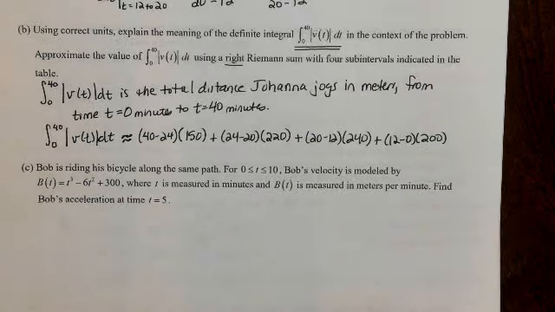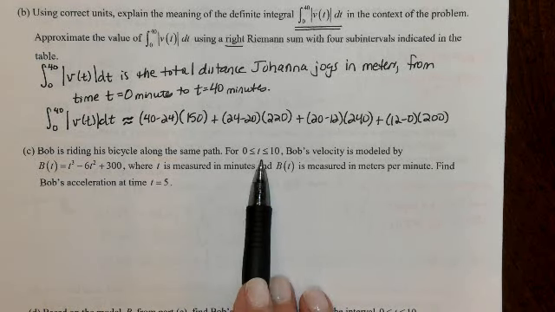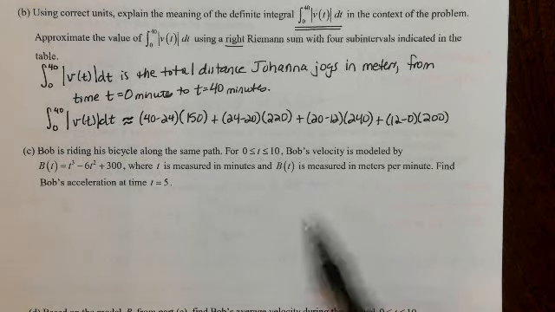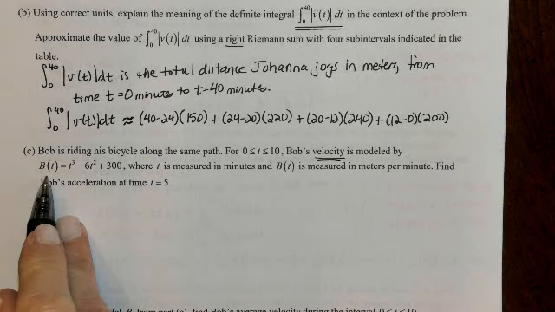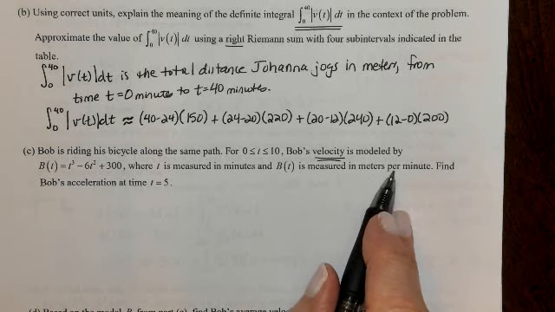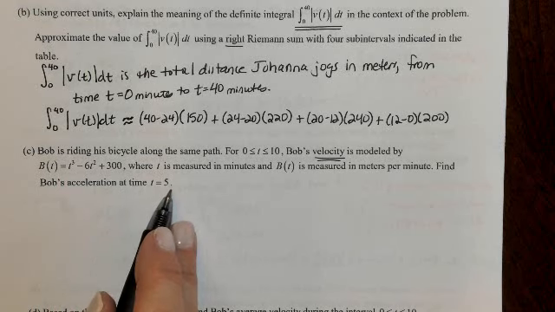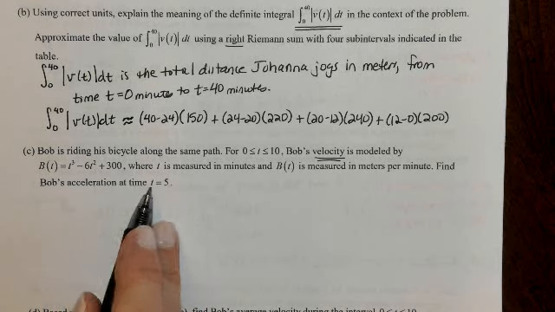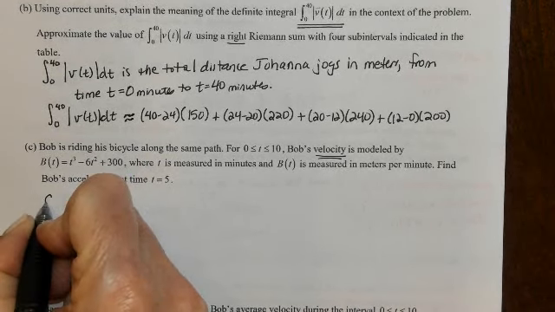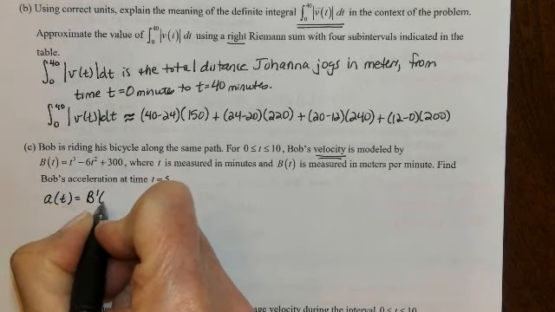Okay, part C. Bob is riding his bicycle along the same path. For time between 0 and 10, Bob's velocity is measured by this. So this is Bob's velocity. Okay, T is measured in minutes still, and B is measured in meters per minute, just like Joanna's velocity was. Find Bob's acceleration at time 5. So we're looking for the acceleration at time 5. Acceleration is the derivative of velocity. So I'm going to begin by writing that. So acceleration is the derivative of velocity.